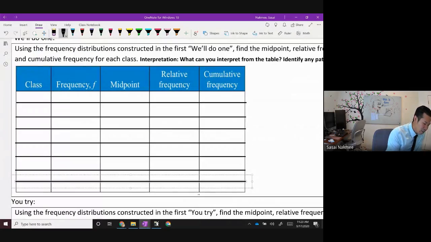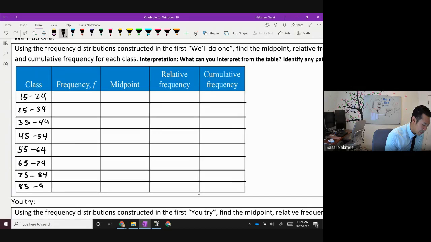The first class was 7 to 18. I lied. I'm already lying to you guys at the start here. The first class for the will do was 15 to 24. The next one was 25 to 34. And the next one was 35 to 44. 45 to 54. 55 to 64. I'm starting to see a pattern here. 65 to 74. 75 to 84. And then 85 to 94.